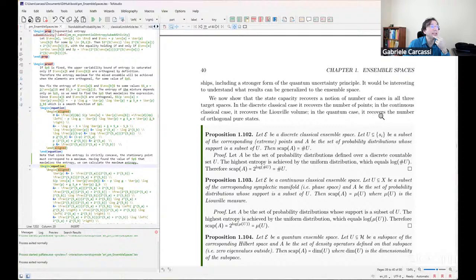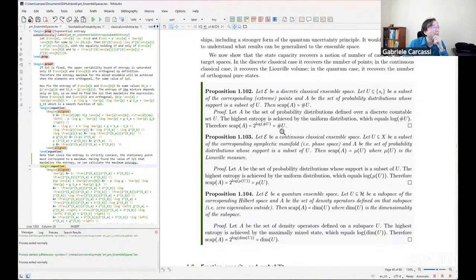In the quantum case, it recovers the number of orthogonal pure states, which is actually the dimensionality of the subspace. So in all these three cases, this thing that we defined in this general way actually corresponds to something physically meaningful. The proofs, again, are not very difficult.